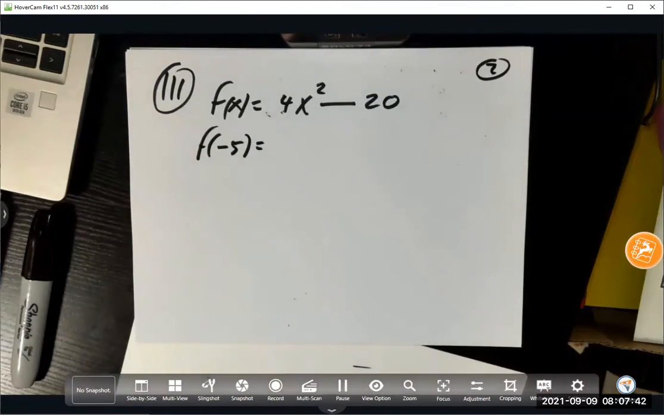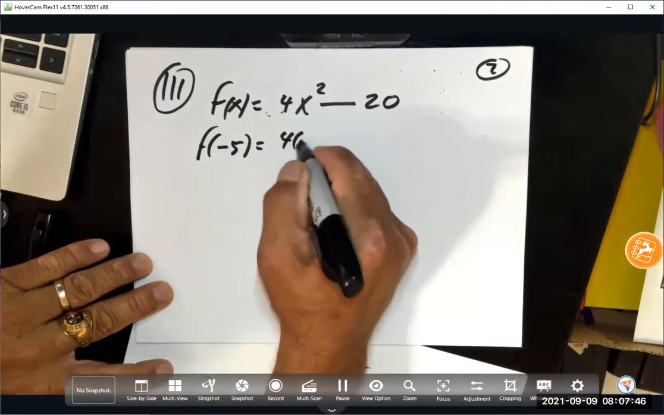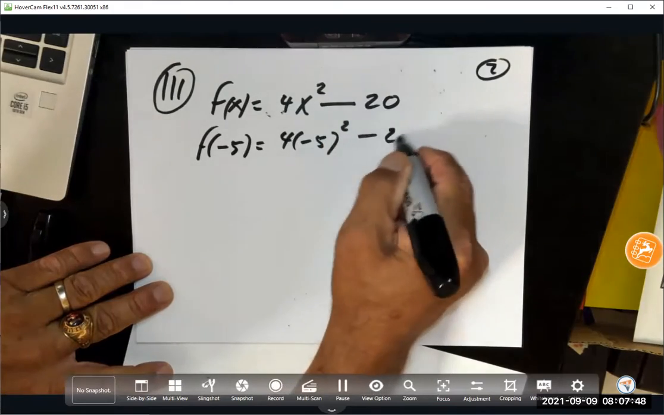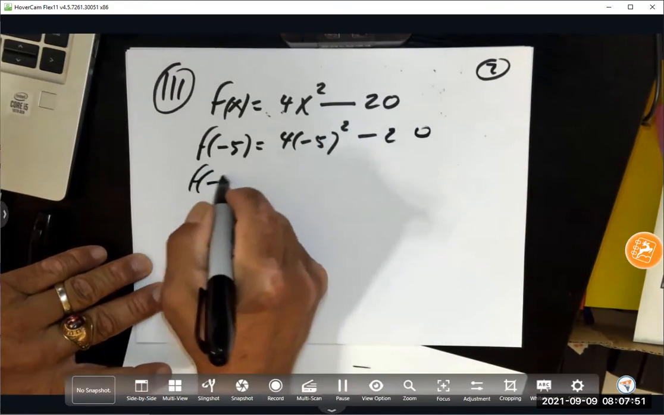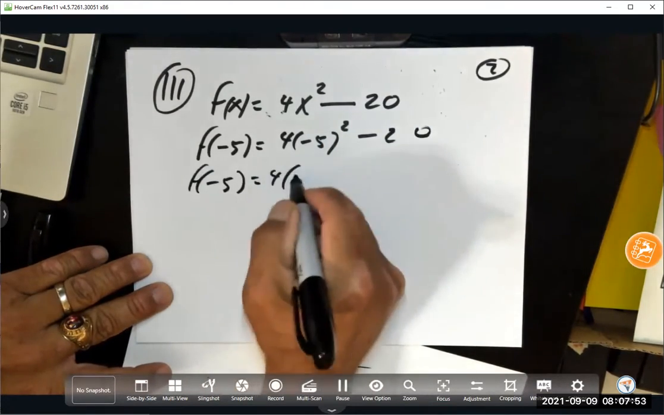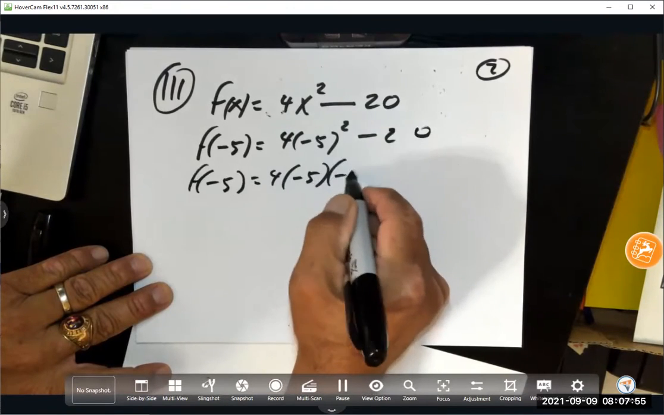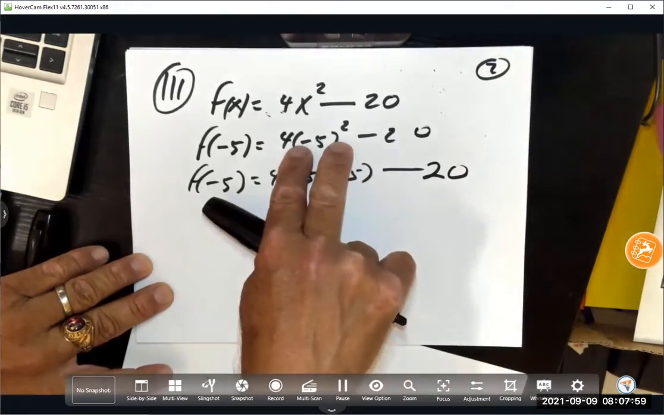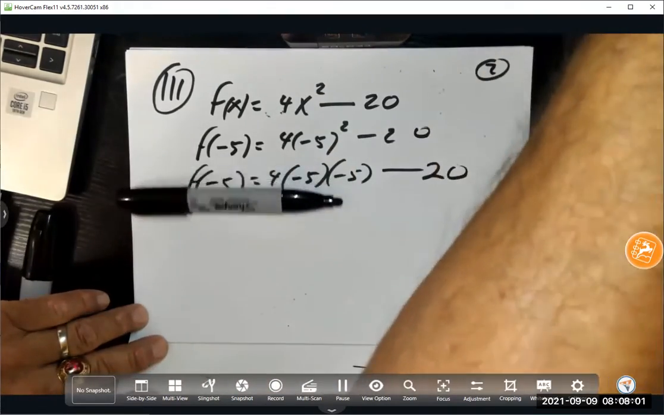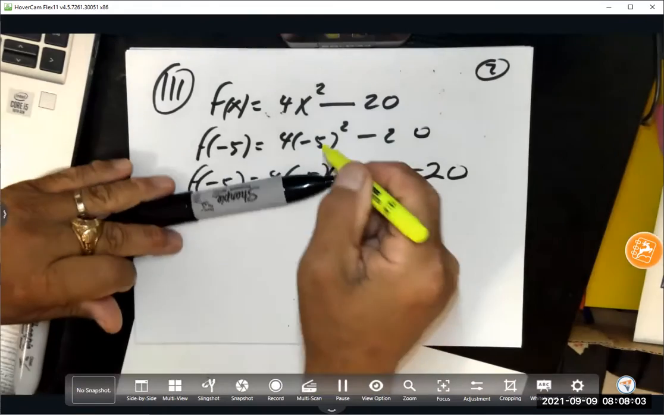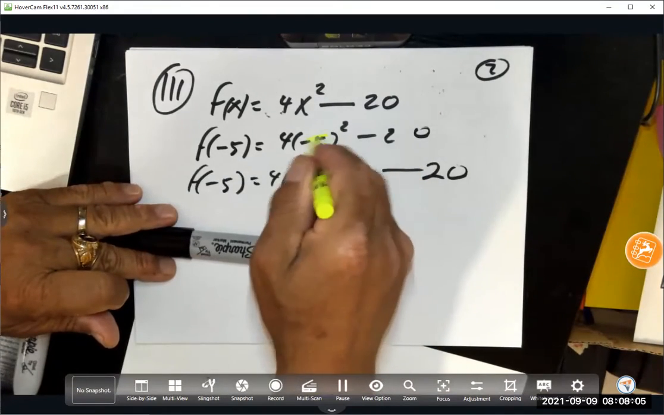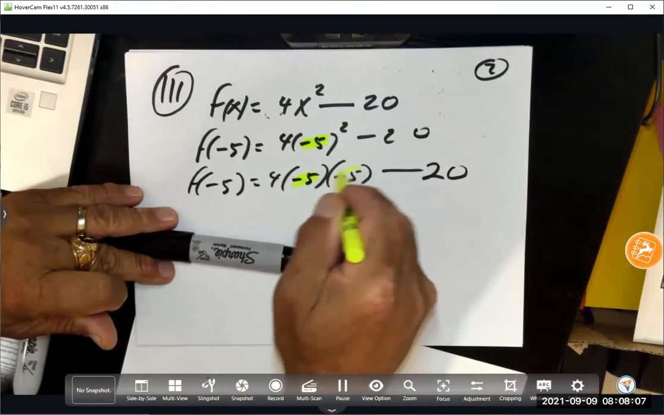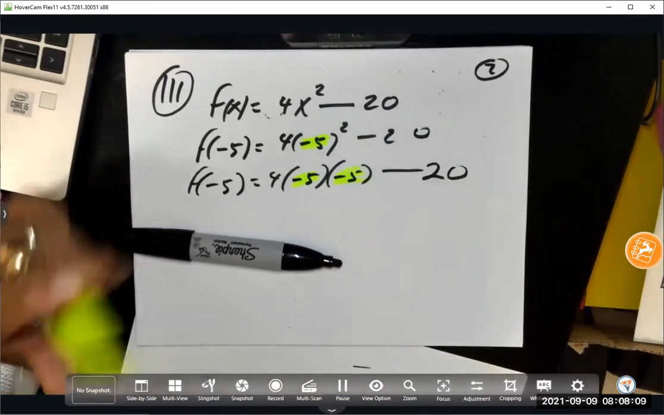So that means wherever there's an x, what are you gonna put? -5. Like this. Okay, so now we're doing the calculator slow motion, so we won't mess it up, okay? This really means a -5 times a -5. Is everybody okay with this part right here? -5, which means -5 times -5. Let me highlight it so you can see it easier. This one right here means that right there.